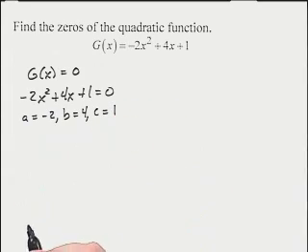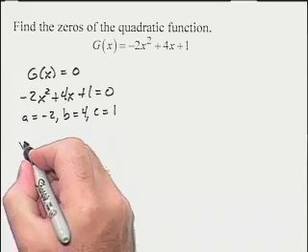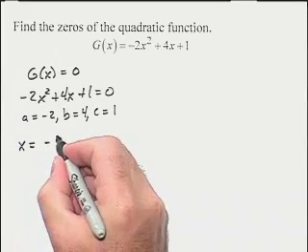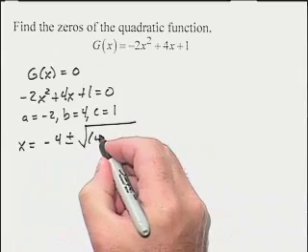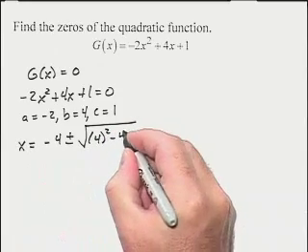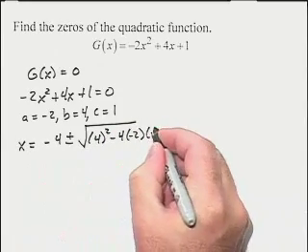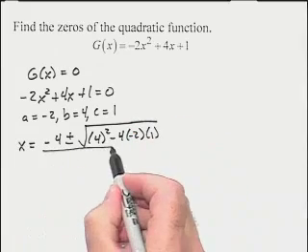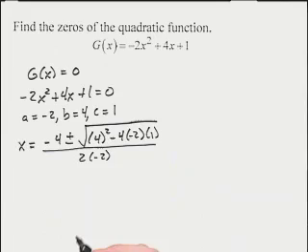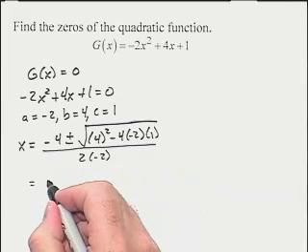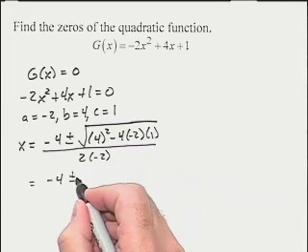If we plug these into our quadratic formula, we get x is equal to negative 4 plus or minus the square root of 4 squared minus 4 times negative 2 times 1. And then all of that is over 2 times negative 2. This will give us negative 4 plus or minus.